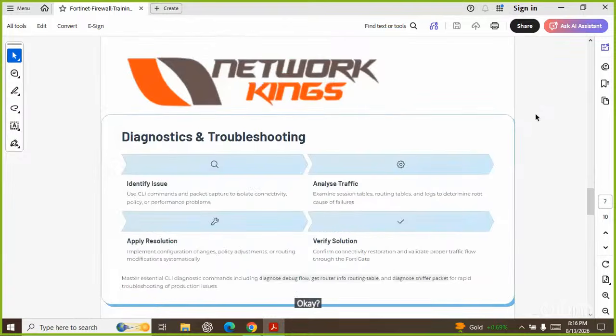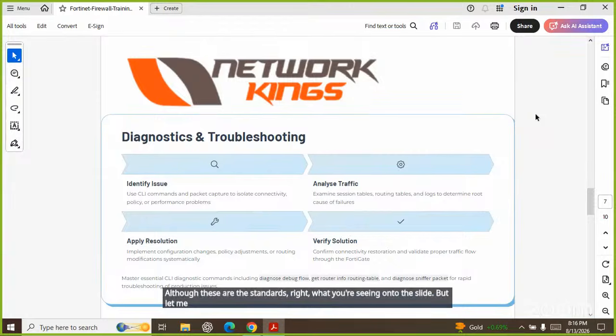Now, in terms of troubleshooting, see, although these are the standards, right, what you're seeing on the slide, but let me exactly tell you how I am going to help you build the mindset in terms of troubleshooting.